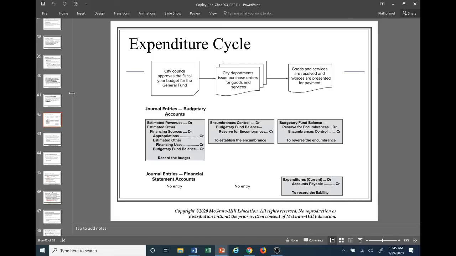So now this is going to hit the journal entries in the financial statements ledger. So now we debit expenditures, because now we've actually incurred an expenditure, and credit accounts payable to record the liability. Makes sense? So that's the cycle of how we go. And obviously, once we pay for it, debit accounts payable, credit cash.